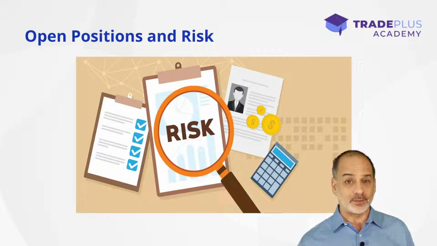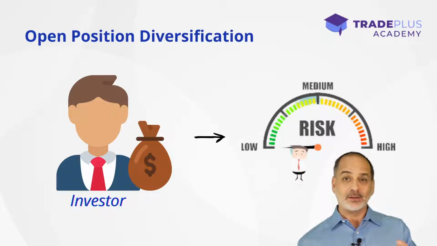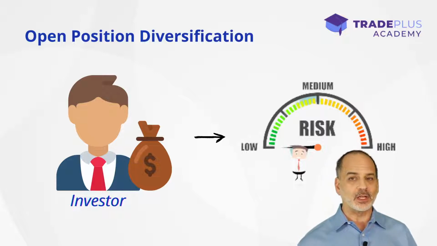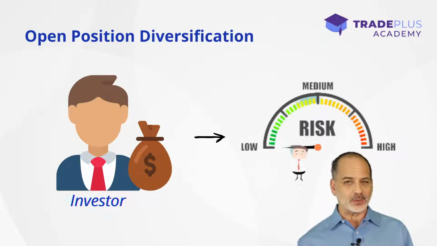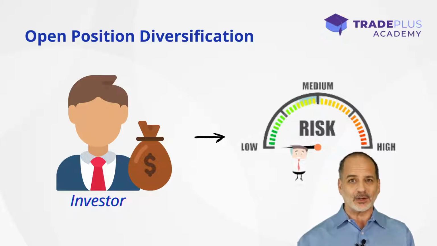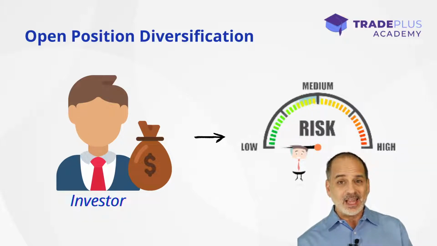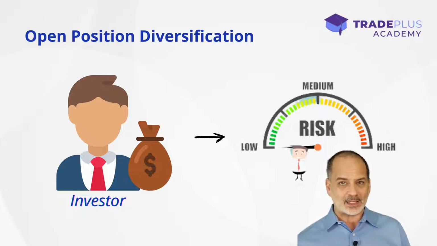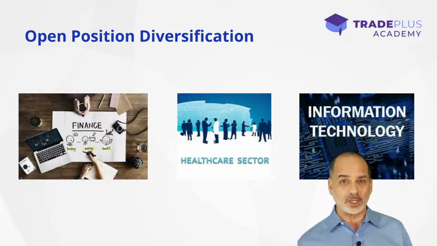Open position diversification. As an investor, you can mitigate your risk by diversifying. An investor can also reduce risk through diversification by spreading out the open positions throughout various market sectors and asset classes. For example, if you want to diversify your portfolio, you can do so by investing into different sectors across the economy, such as finance, healthcare, information technology, pharma, utilities, etc., as well as a few fixed income assets, such as government bonds and treasury bills.